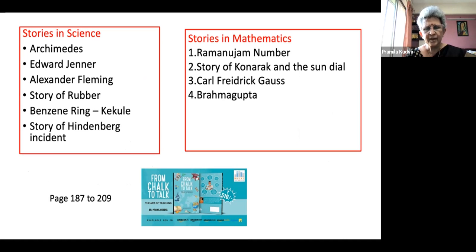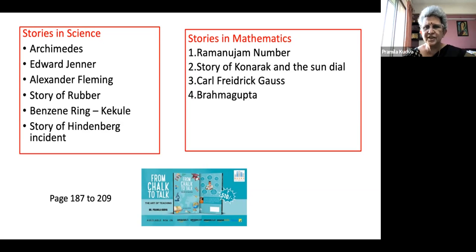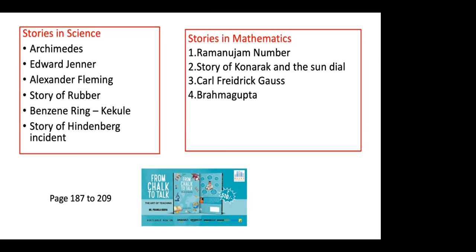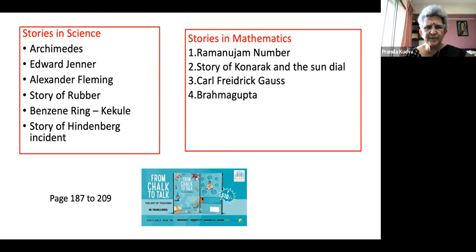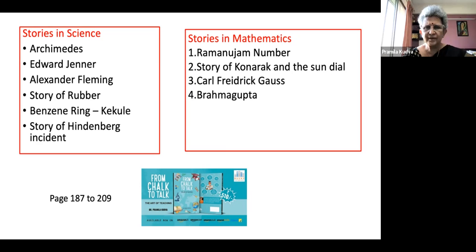Archimedes, that Eureka moment, as children we had learnt it. Edward Jenner, what story is this? How many science teachers are there? Edward Jenner, what kind of a story is this? Alexander Fleming. Penicillin. Alexander Fleming, penicillin. Edward Jenner, smallpox. Story of rubber. Who found it? Christopher Columbus. Benzene ring, Kekule. Story of Hindenburg incident. These are some of the stories that I've mentioned.